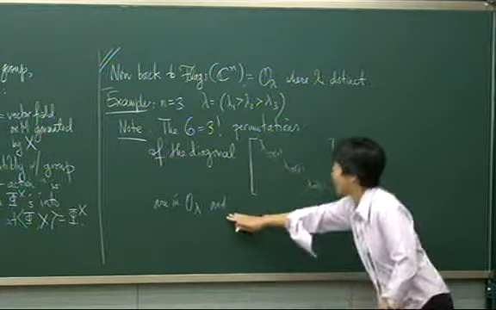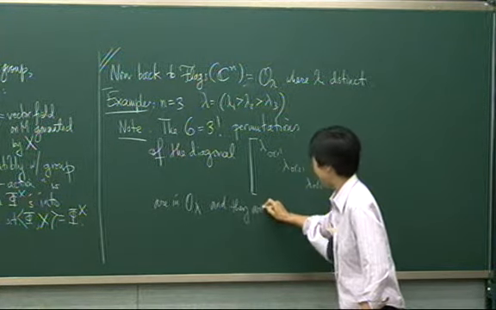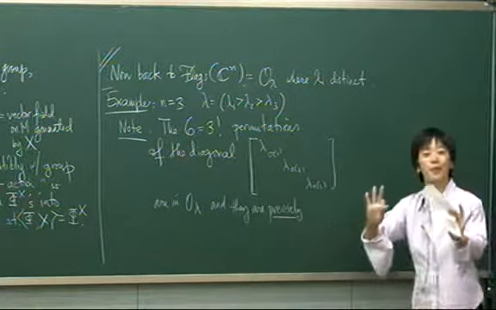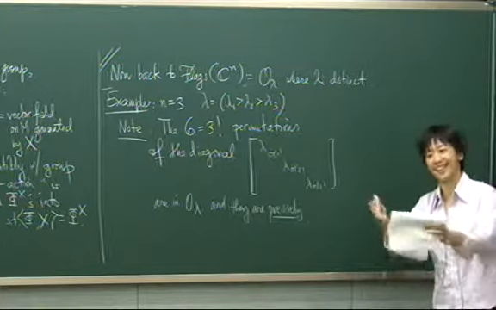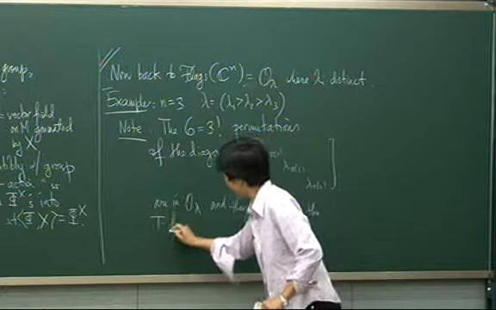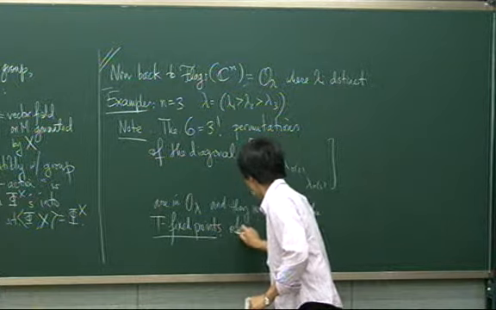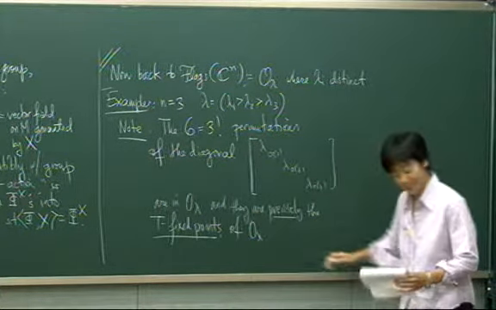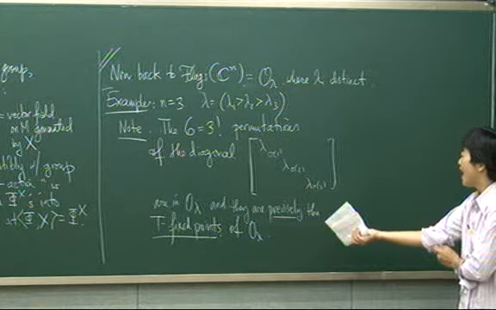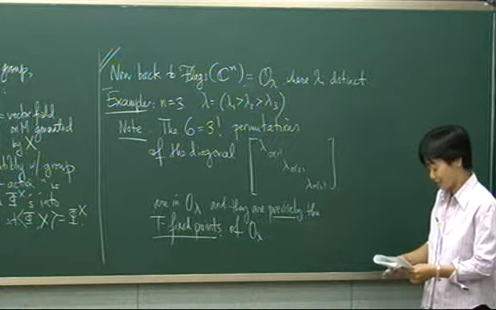This is the point of what I want to write, and in fact, they are precisely, and if you are bored with what I'm saying right now, you can just check that this is true, they are precisely the T fixed points of O lambda. Please remember, we said some time ago that O lambda has an action of this diagonal torus T, and I'm claiming that these particular ones are precisely the fixed points.